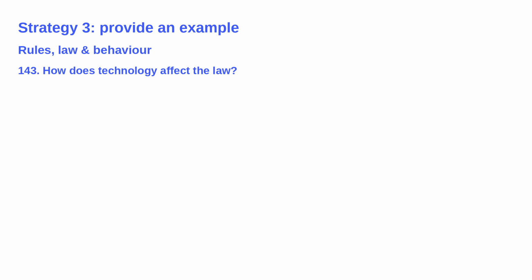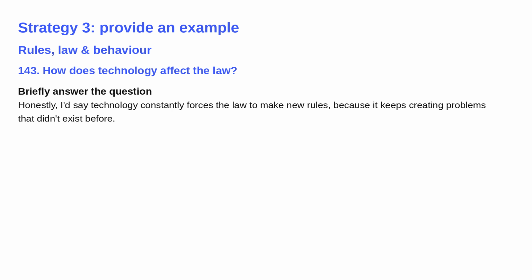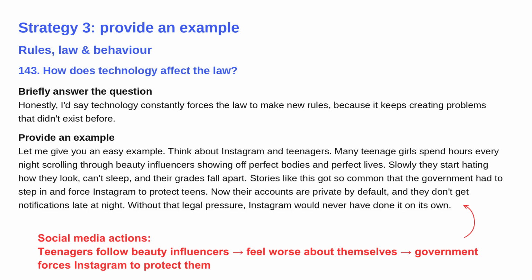How does technology affect the law? Honestly, I'd say technology constantly forces the law to make new rules because it keeps creating problems that didn't exist before. Let me give you an easy example. Think about Instagram and teenagers. Many teenage girls spend hours every night scrolling through beauty influencers showing off perfect bodies and perfect lives. Slowly, they start hating how they look, can't sleep, and their grades fall apart.